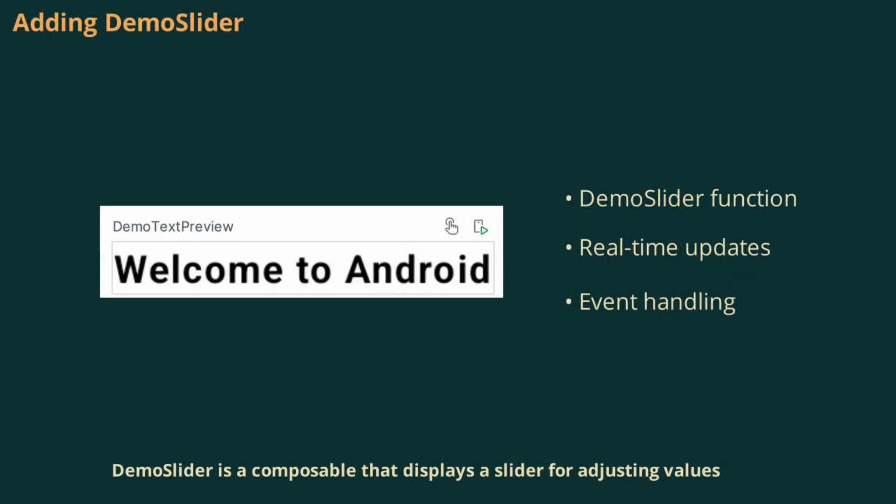Demo slider is a composable that displays a slider for adjusting values. It accepts the current slider position and an event handler for changes. The slider composable is configured with padding, value range, and an on-value change callback. This enables real-time interaction and state updates.